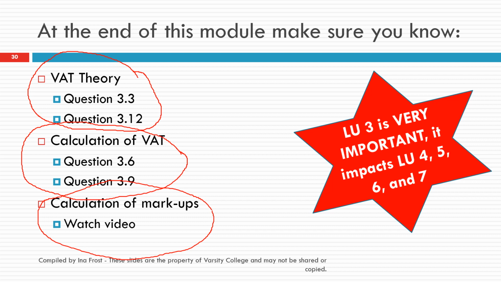Your Learning Unit 3 is very, very important because we can ask you in an assessment a standalone Learning Unit 3 question, or we can incorporate your Learning Unit 3 knowledge into your Learning Units 4, 5, and 6 questions. When we cover the journals, you will see that you need to be able to do your VAT calculations and your markup calculations to be able to successfully complete your journals. So this Learning Unit 3 is very, very important because it will also impact you in Learning Units 4, 5, 6, and even Learning Unit 7.